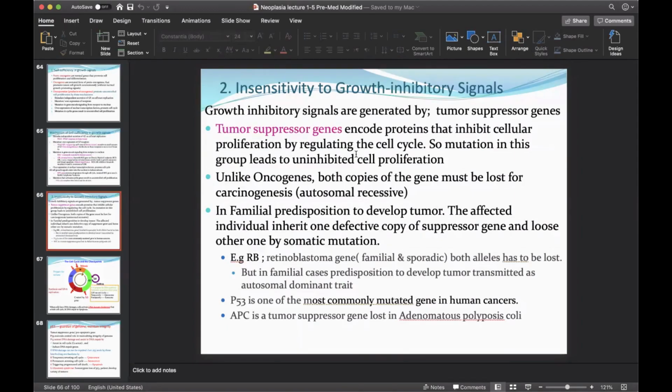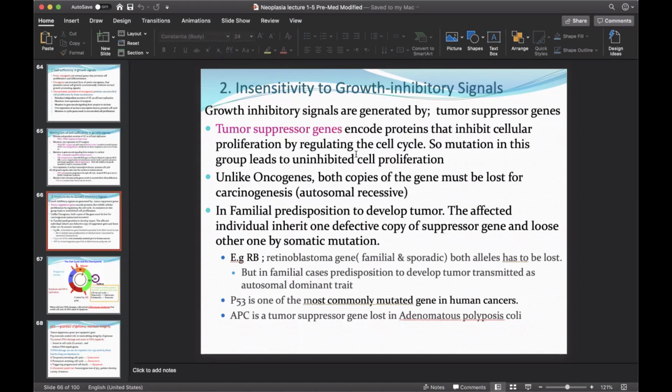When you hear the words familial and sporadic: familial means he was born with one copy missing or deleted from the tumor suppressor gene and with one normal copy. Sporadic means he was born with both normal alleles but they got lost later in life, which resulted in cancer. Familial predisposition to develop tumor is transmitted as an autosomal dominant trait.